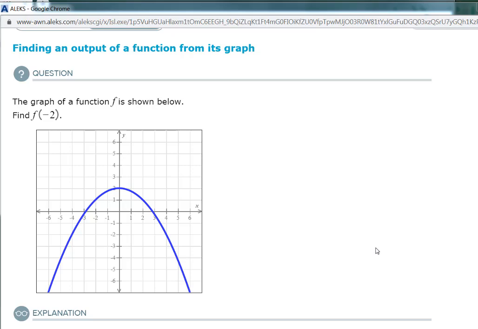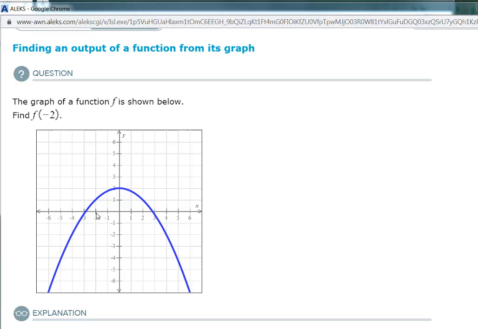Hi, in this video we will illustrate how we find the output of a function given its graph. In this question they are asking me what is the answer of f of -2, and for this they're giving me this graph. The only thing I have to do is look for the -2 in the graph. So -2 is right here.